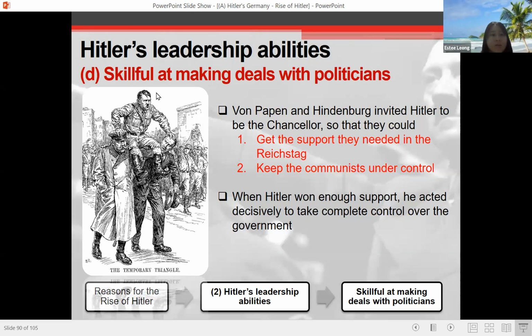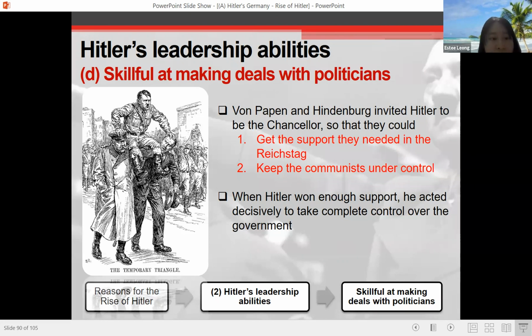Okay, so your inference is that he was taking advantage of von Papen and Hindenburg's decision to appoint him chancellor, and your evidence is that he's sitting on top of them. He's being carried by them, while the rest of the German people look on. So he is making use of them. He's literally being carried by them, to gain the support of the people.